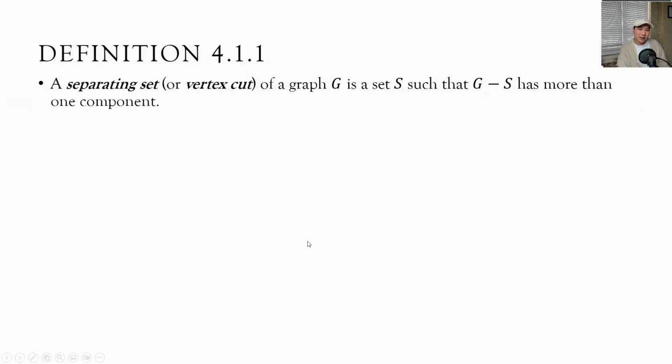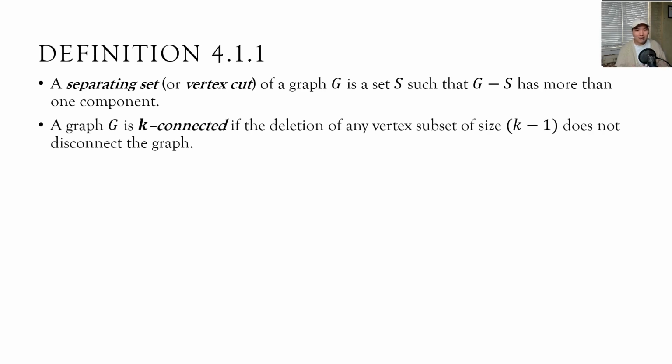The first definition I have here is: what is a separating set? A separating set, or sometimes you might hear me say a vertex cut, of a given graph G is some vertex subset such that whenever I delete that set of vertices, I have more than one component as a result. So we have a vertex cut or a separating set.